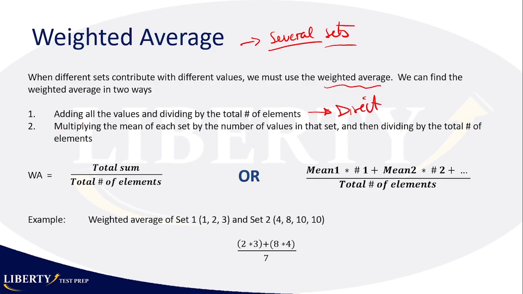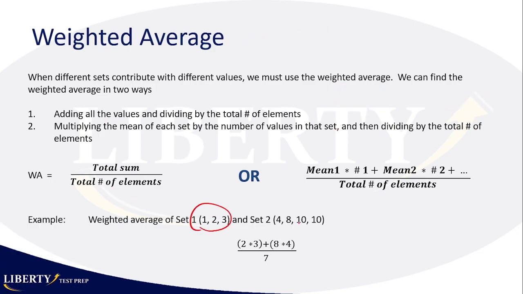Now, number 2, multiplying the mean of each set by the number of values in that set. That's what we want to do because that's a shortcut, okay? And then dividing by the total number of elements. So, let's see. If we have these 2 sets here, 1, 2, 3, and 4, 8, and 10, we have 2 ways to do this.